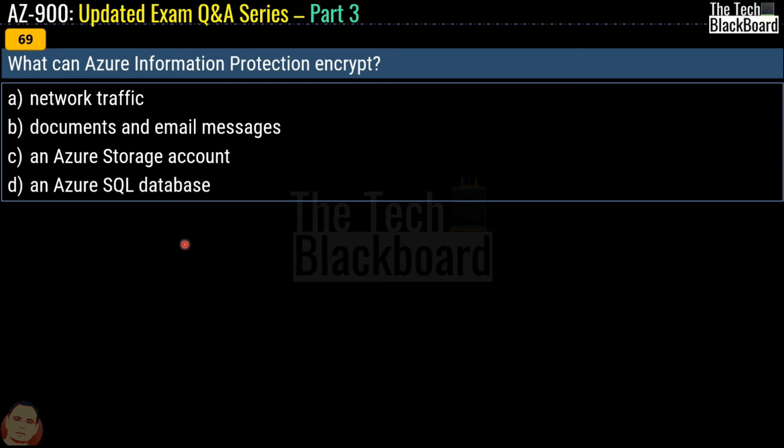Let's move to question number 69. The question says, what can Azure Information Protection encrypt? Can it encrypt network traffic, or documents and email messages, or can it encrypt an Azure storage account or an Azure SQL database? The correct answer for this question is option B. You can use Azure Information Protection to encrypt documents and email messages.